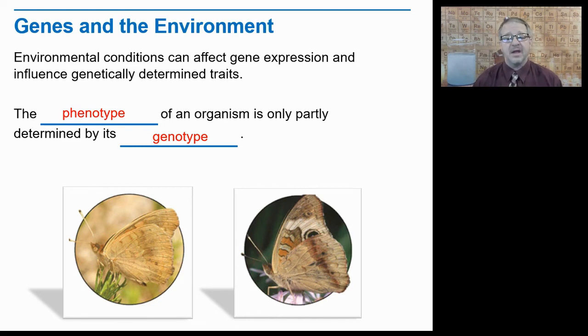So, when we talk about the environment in this context, it refers to internal factors as well, not just external factors. For example, both men and women can have genes for male pattern baldness, but baldness shows up more often in men because male hormones trigger the expression of that gene.